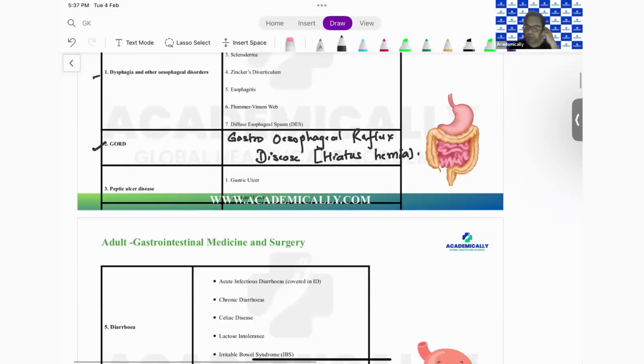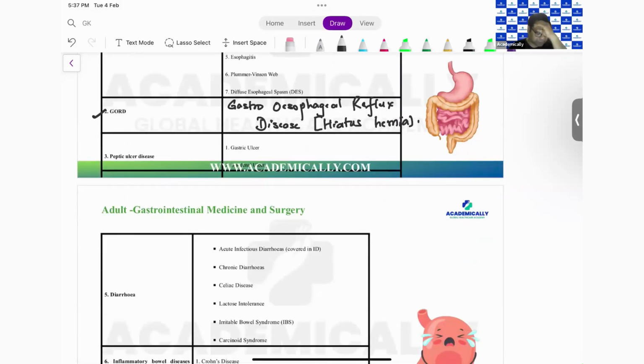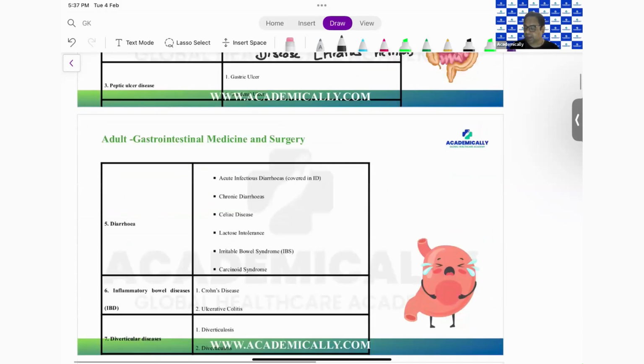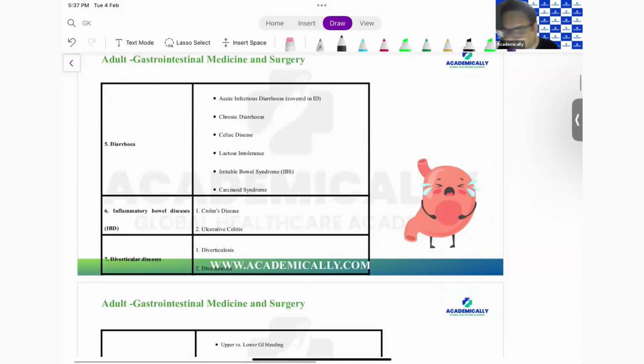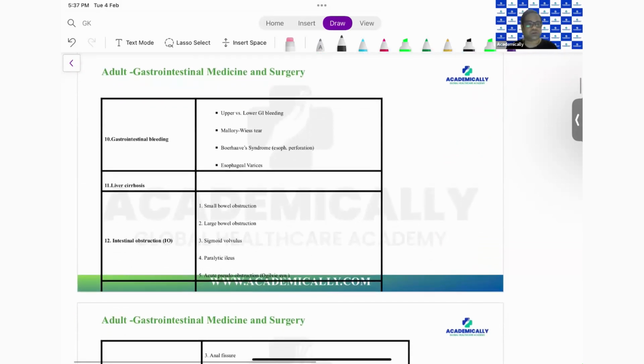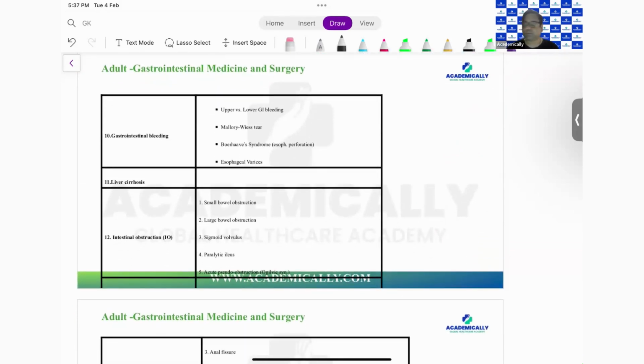Then we see another common disorder, which is peptic ulcer disease. Then we see diarrhea, which is commonly seen. We'll see inflammatory bowel disease, most probably next time, diverticular disease. All the colorectal problems we'll be seeing next time. We'll be seeing bleeding this time, along with liver cirrhosis, which causes a type of bleeding called variceal bleed. Esophageal varices and variceal bleed is something which we see in cases of liver cirrhosis.